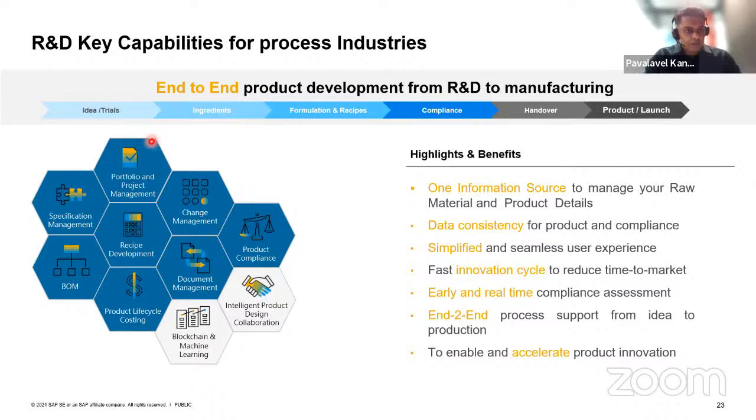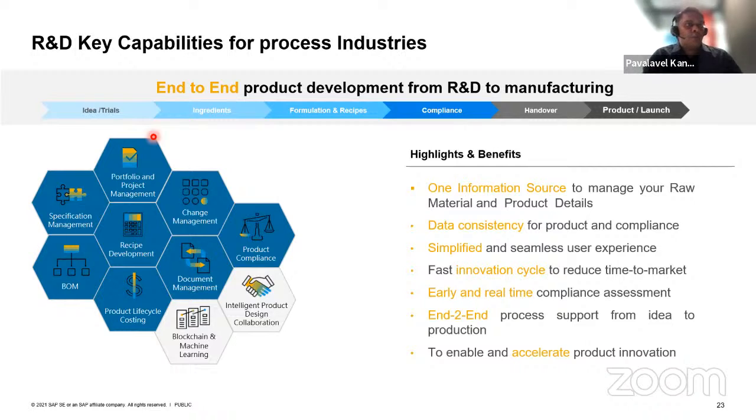Here, if you notice, we have portfolio and project management. This portfolio and project management is basically to align your ideas with your organization's portfolio. Say, for example, if you are a drug manufacturer focusing on diabetic drugs, you would always want to keep your ideas focused on your specific portfolios and buckets, and then you come up with new ideas.